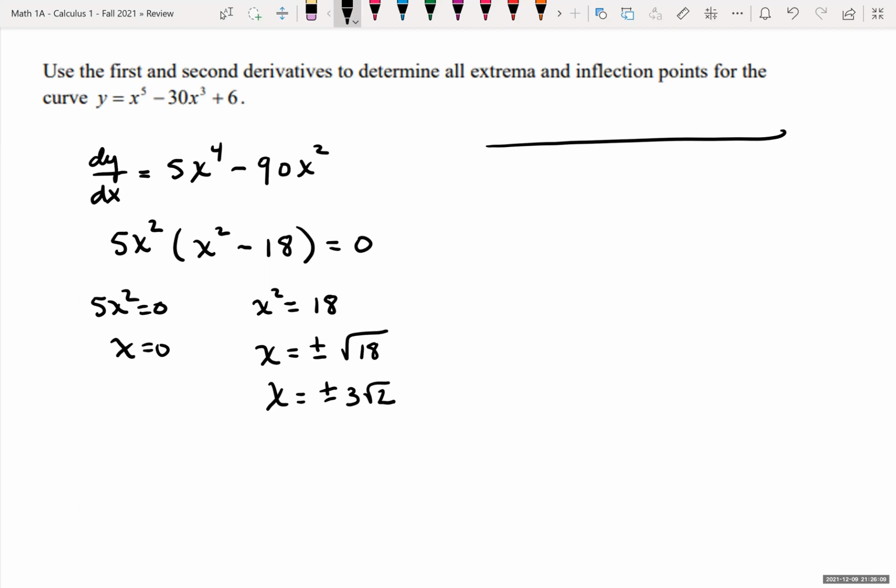So let's plug it in. Well, it's saying to use the first and second derivative. I'm not sure if they want us to use the second derivative test. Let's just use the second derivative test. Let's find the second derivative.